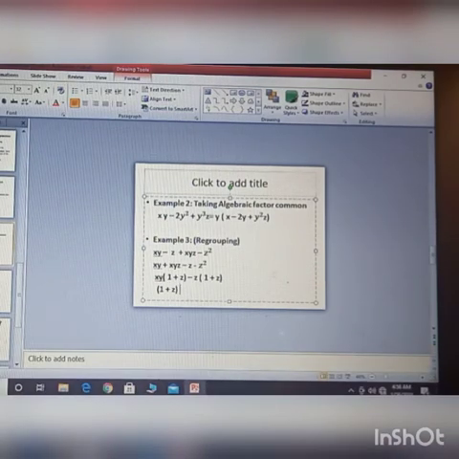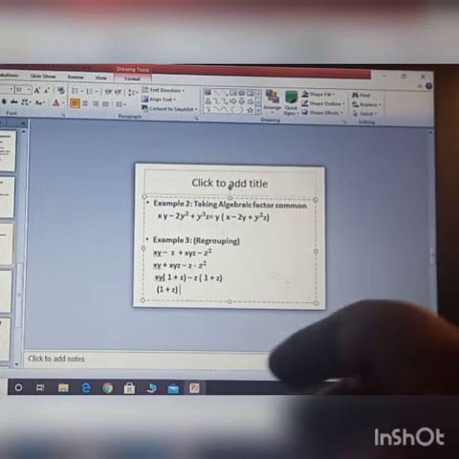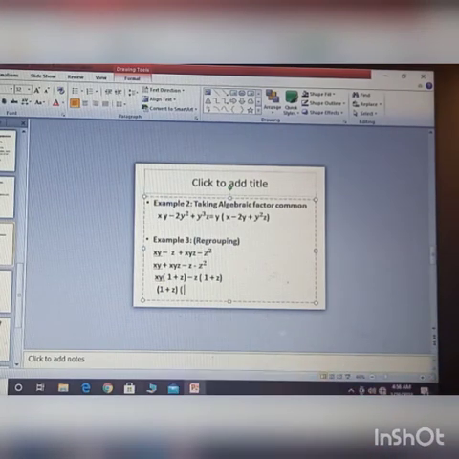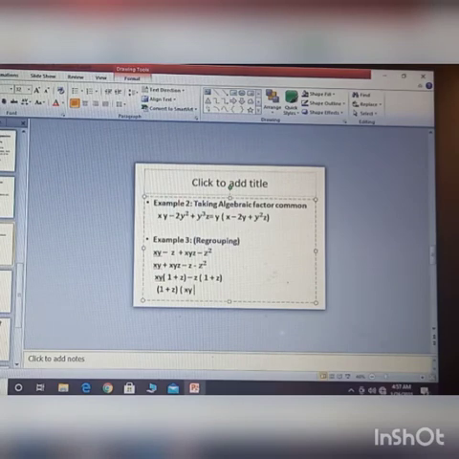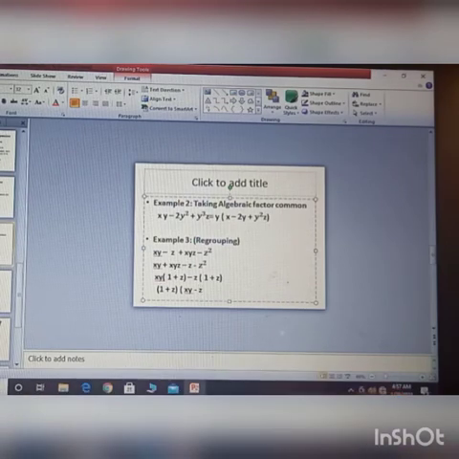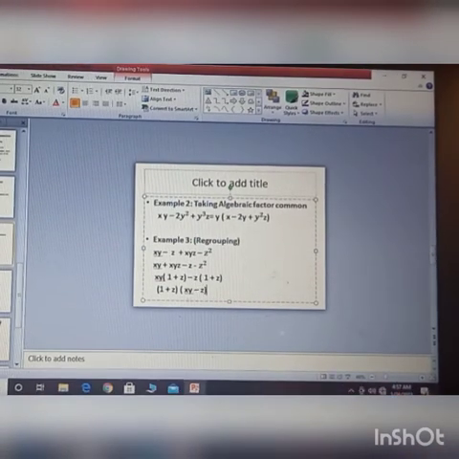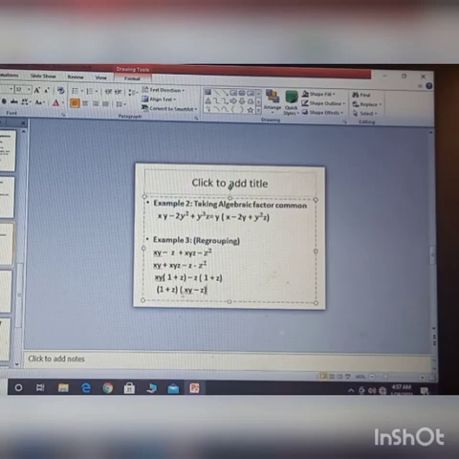Plus z, we are taking it out, and then let's draw the second bracket. See here, what is the uncommon factor? xy, and then this one, minus z, is the next uncommon factor. Then close the bracket. So this is our final answer here.